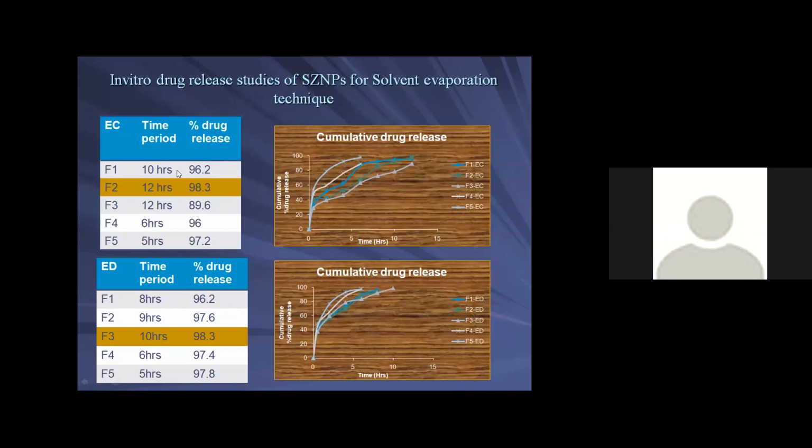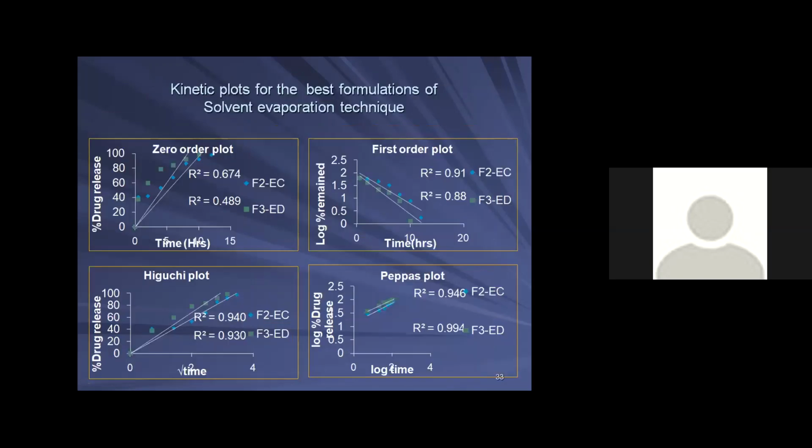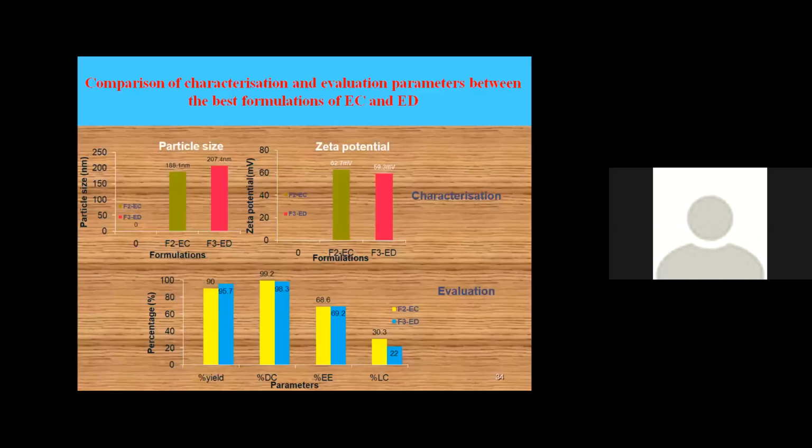This is the in vitro drug release study of sulfasalazine nanoparticles prepared by the solvent evaporation technique. The F2 formulation shows 98.3% drug release within 12 hours. Eudragit also releases more than 98% of the drug within 10 hours. So on comparison, EC is capable of sustaining the drug release for 12 hours, and Eudragit for 10 hours. These are the kinetic plots for the best formulations prepared by the solvent evaporation technique.